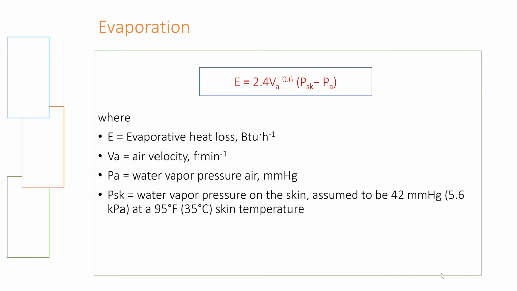And the E, of course, that's evaporative heat loss, is given by this particular equation, where VA equal air velocity, PA equal water vapor pressure, and PSK equal water vapor pressure on the skin, which is assumed to be 42 millimeters of mercury at 95 degrees Fahrenheit or 35 degrees Celsius.